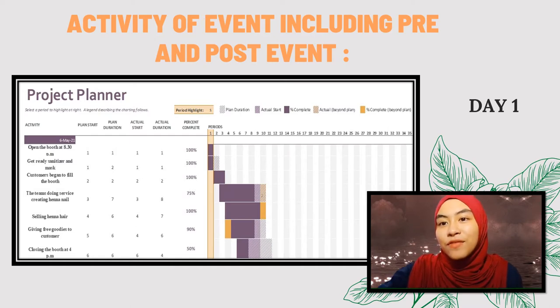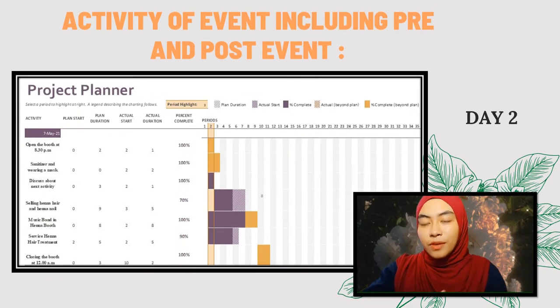The activities included in this project planner on 6 May 2021 are: open the booth at 8:30 a.m. and, of course, in this COVID-19 era, we always sanitize and wear a mask. Next, our team provides a service creating henna nail, and we sell henna hair, and of course we give free goodies to customers, and close the booth at 4 p.m.